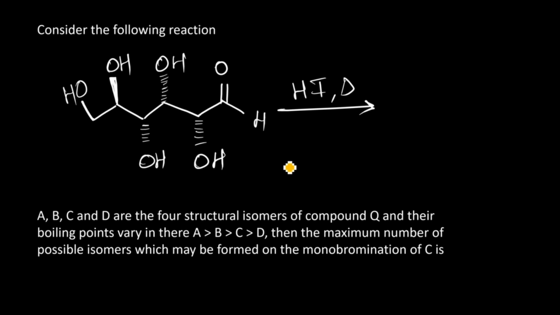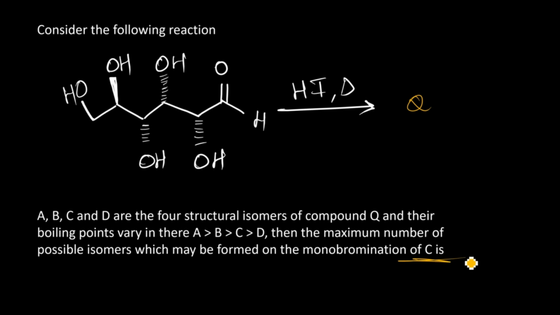Moving on to the next question. Consider the following reaction. It is forming Q. A, B, C, D are the four structural isomers of the compound Q, and their boiling points vary in the order A, B, C and D. Then the maximum number of possible isomers which may be formed in the bromination of C.